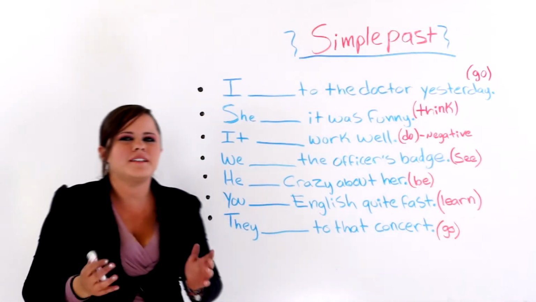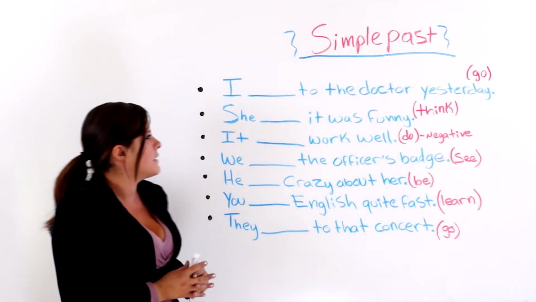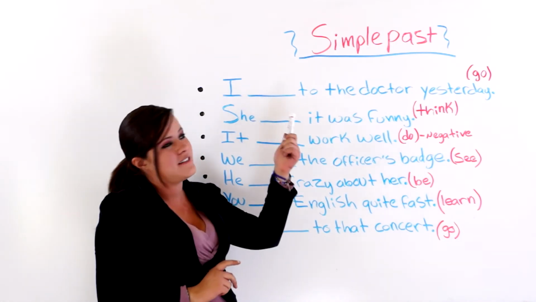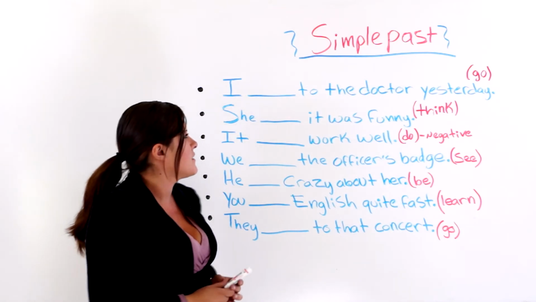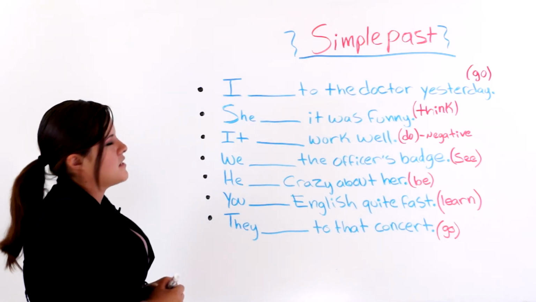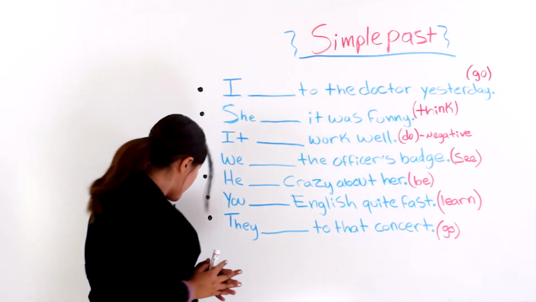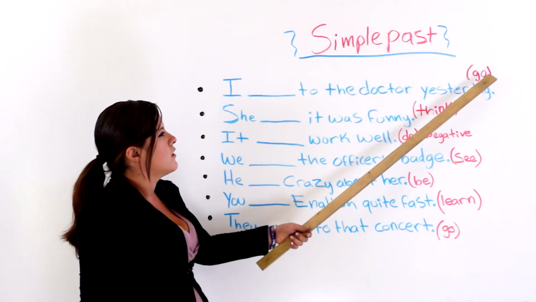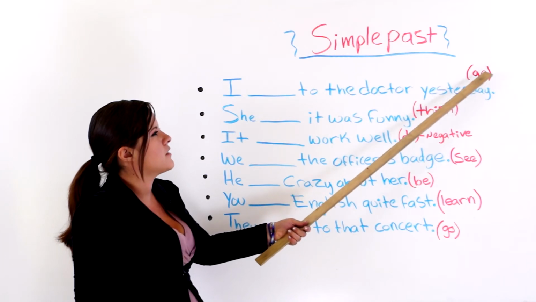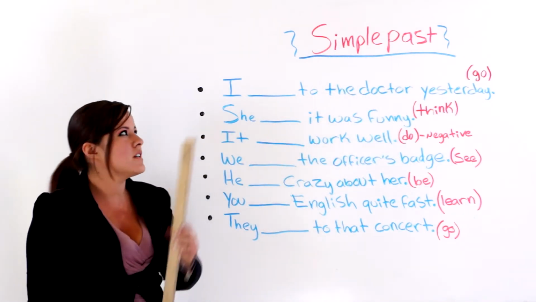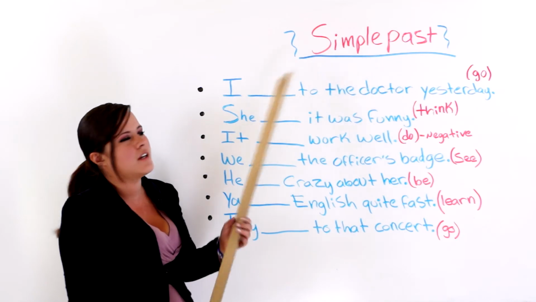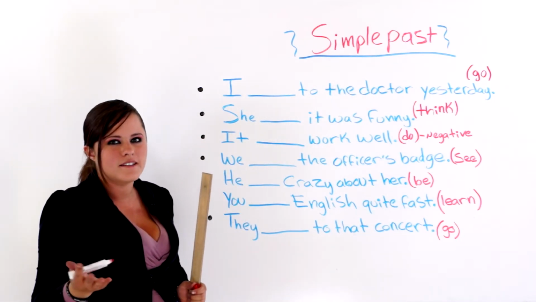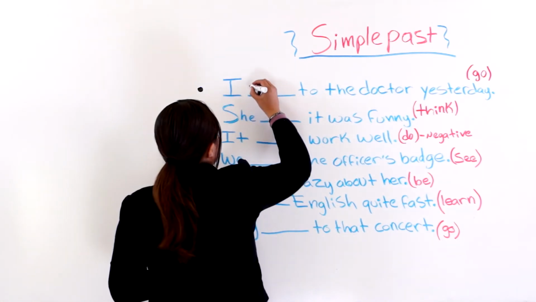Okay folks, practice time. You're gonna help me fill in the blanks with the correct form of the verb, which is simple past, right? Okay, the first one says, I blank to the doctor yesterday. And the verb we're gonna use is go. So what do we need to do to this verb? We need to change it into the simple past, okay? So what's the simple past of go? Went, right? Went.